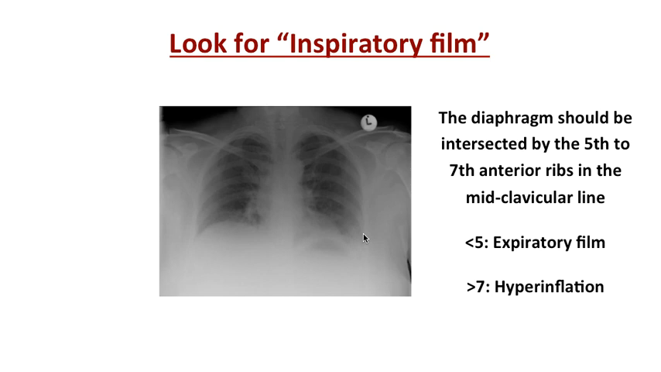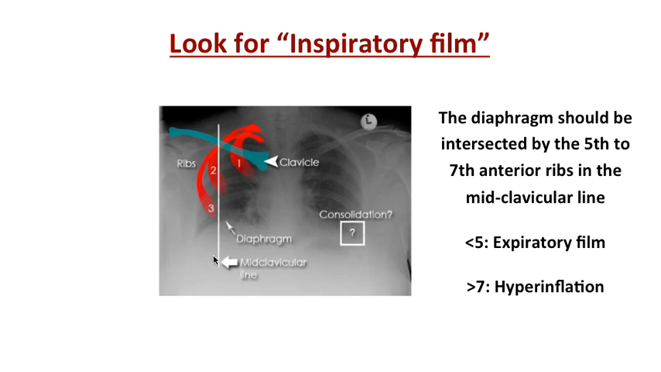Another thing which determines the quality of a chest X-ray especially is the degree of inspiration. Ideally, the diaphragm should be intersected by the 5th to 7th anterior ribs in the mid-clavicular line. When it is less than 5, we call it an expiratory film. If it is more than 7 ribs, then we call it hyperinflation. You can see in this X-ray, in the mid-clavicular line, only 3 anterior ribs are visible. So it's an expiratory film.